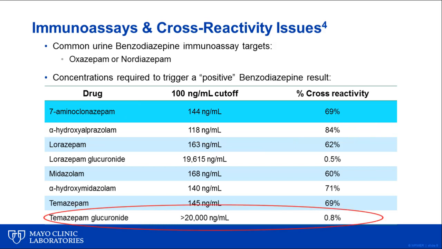However, a patient's urine sample would need to have a much higher concentration, greater than 20,000 nanograms per ml of temazepam glucuronide, the metabolite of temazepam, to get a positive result using this immunoassay with a 100 nanogram per ml cutoff. It should be noted that most of the benzodiazepines appear in the urine largely as the glucuronidated conjugate. Only a very small or negligible amount of the parent drugs is excreted unchanged in the urine.